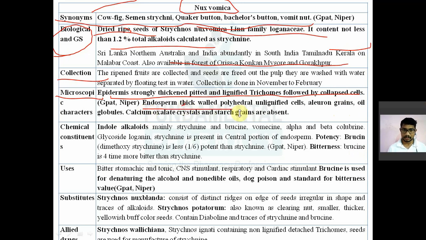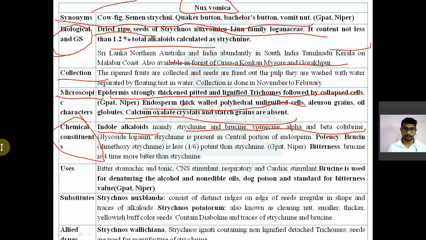The endosperm is thick walled, polyhedral, lignified, with aleurone grains and oil globules. Calcium oxalate and starch grains are absent. There is no calcium oxalate in it, and no starch grains either. Now what are the chemical constituents? This Nux-Vomica consists of indole alkaloids. Two main alkaloids are strychnine and brucine. These are the two main alkaloids. Along with this, icajine is also present, and alpha and beta colubrine are also there.